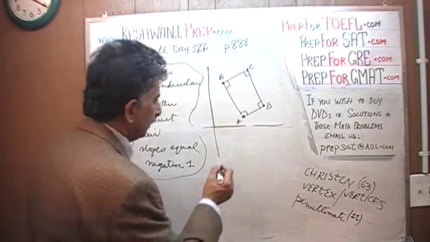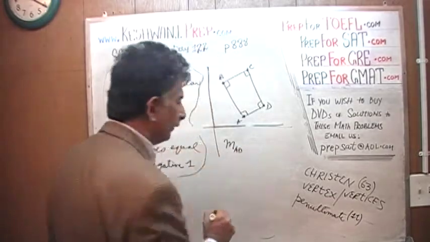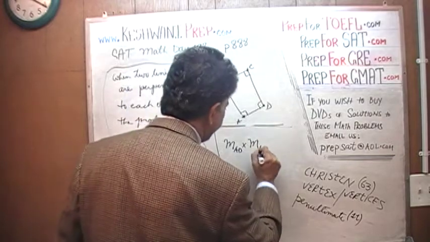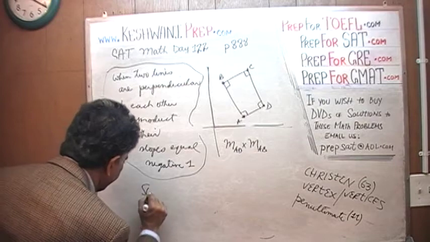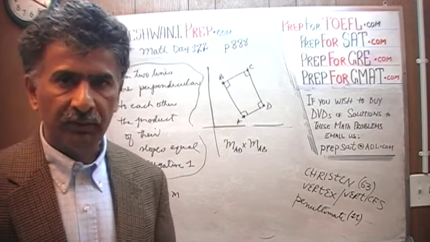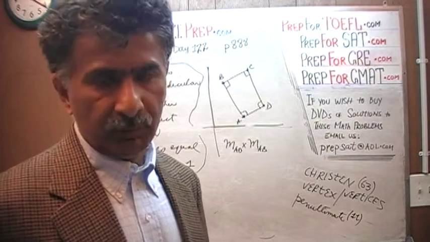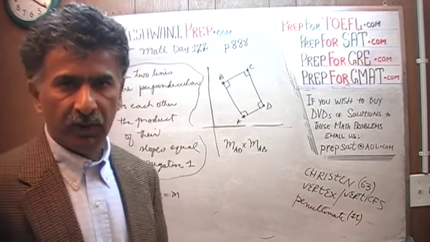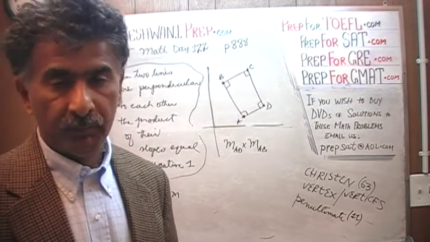So, for example, the slope of line AD times the slope of line AB. Slope is typically represented with the letter M. Don't ask me why. That's just a tradition, a convention, and we're going to honor the convention. You can use any letter you want to represent the slope, but we're going to follow the same tradition and use the letter M to represent slopes.